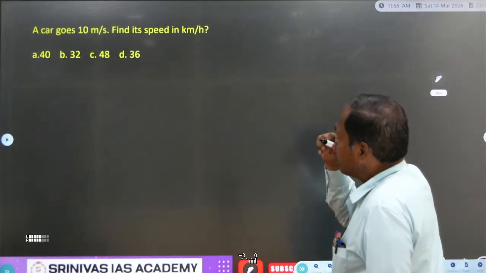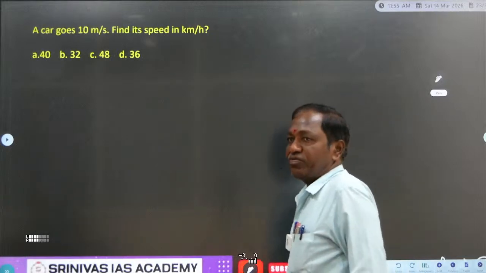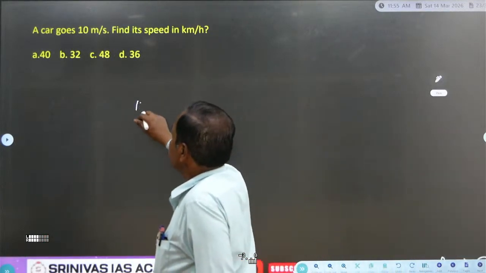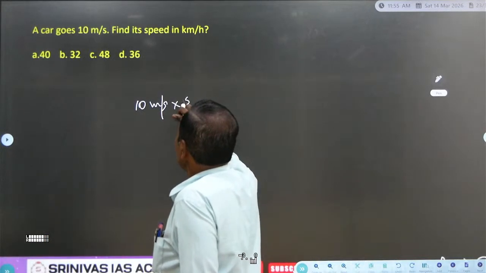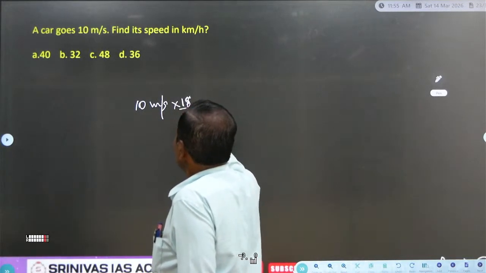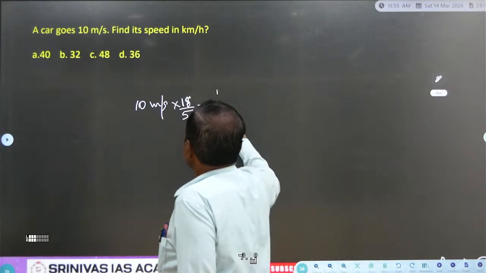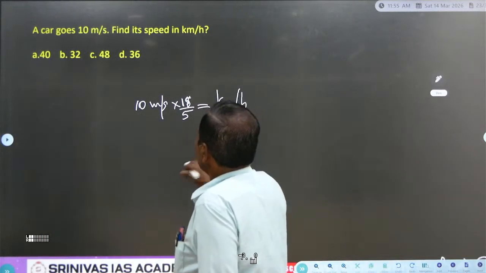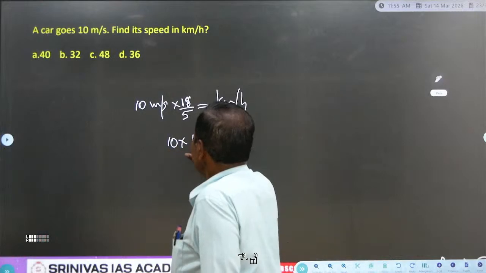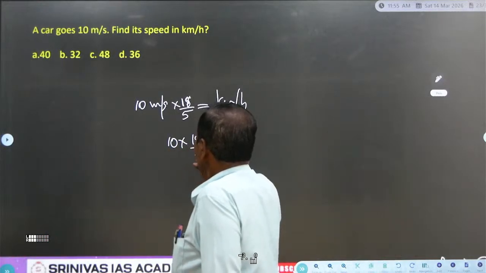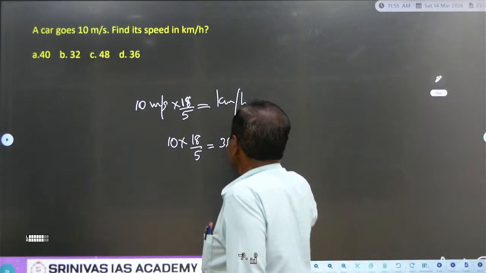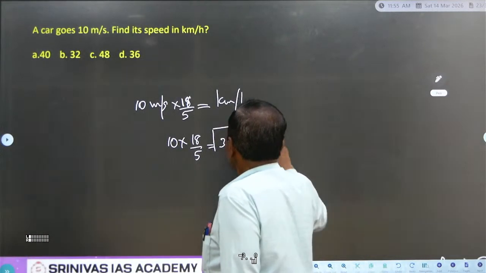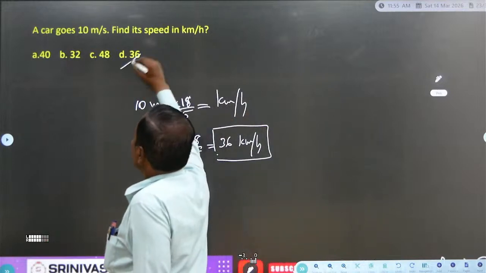The car goes 10 meters per second. Find speed in kilometers per hour. So 10 meters per second into 5 by 18, by reversing the fraction it goes to kilometers per hour. It means 10 into 18 by 5. 5 twos are 10, that is 36 kilometers per hour.